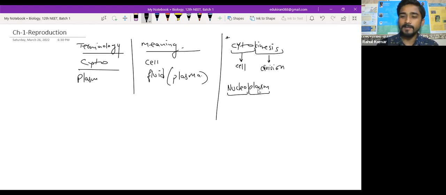Yes, sir. Otherwise, it will be very difficult to maintain two different kinds of plasm fluid inside the cell. It is possible through densities, but let's for now understand it this way. Now, plasm here is associated with fluid. The word nucleo clearly tells you about nucleus.